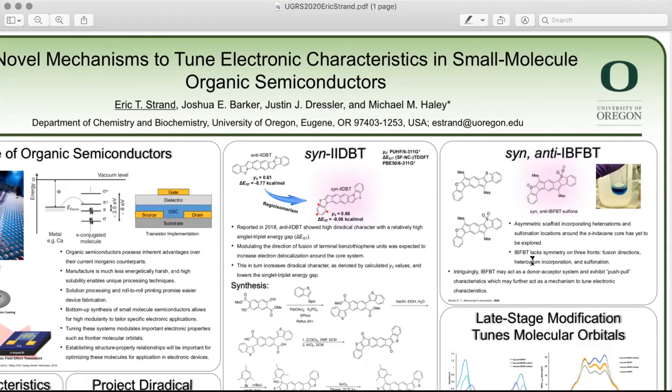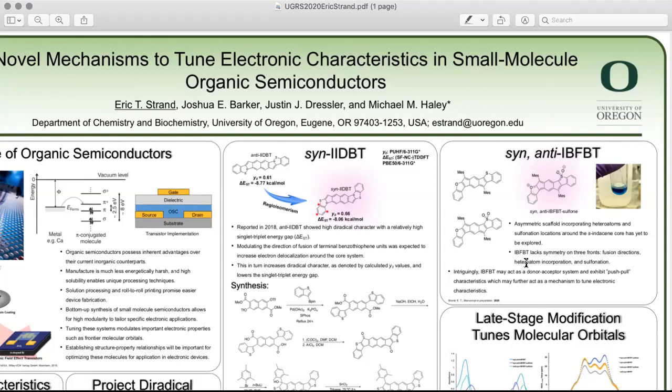And what's interesting is that IBFBT lacks symmetry on three fronts. Its fusion directions, we can see that this is syn, the benzofuran is syn, so syn benzofuran, and anti-benzothiophene, right? So you don't have the same direction of these heterocycles. And then we also don't have the same heteroatoms. We have an oxygen and a sulfur. And then not only that, but we don't have the same sulfonation locations, right? So we have one sulfone group here without obviously a sulfonation on an oxygen.